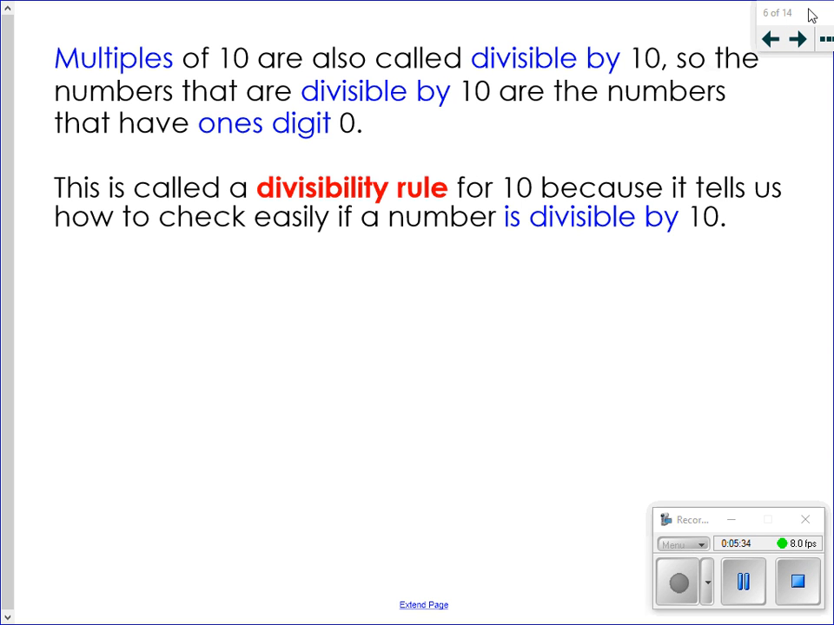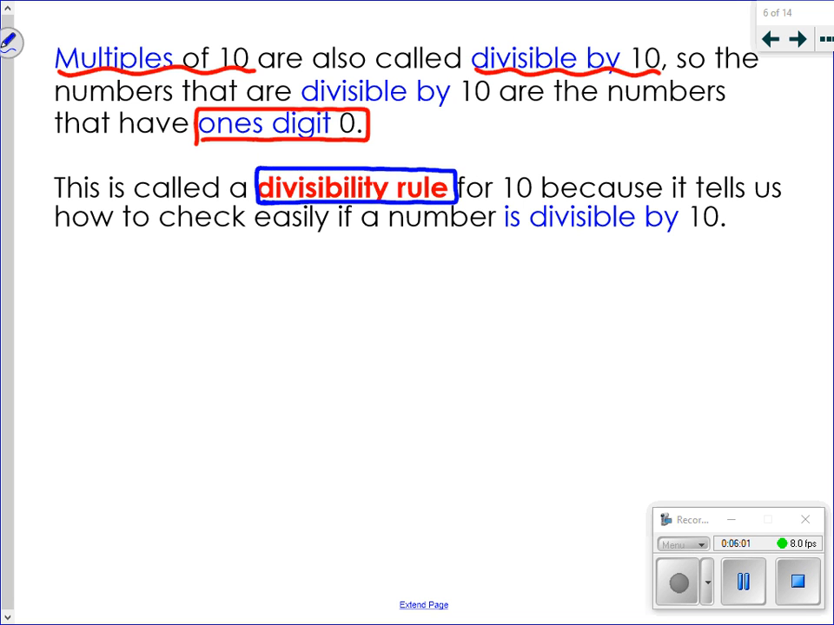Okay, so when we're talking about multiples, we are actually also talking about numbers that are divisible by that number. In this case, if we're talking multiples of 10, we're talking about numbers that are divisible by 10. And those are numbers that have a ones digit 0. And this is the term that I just introduced a minute ago. That's called a divisibility rule for 10. That's how we know if a number is divisible or will divide by 10.